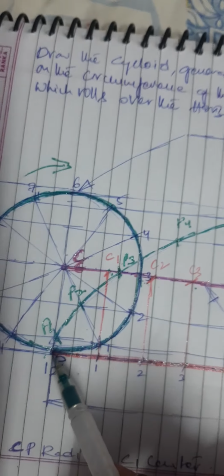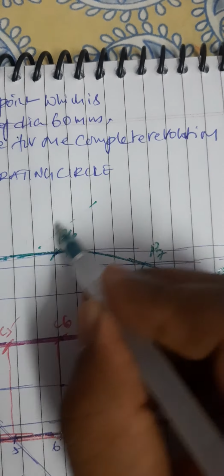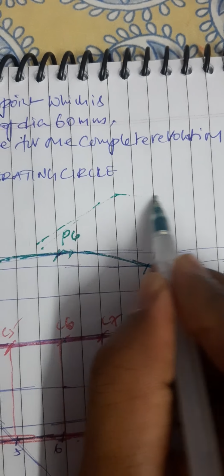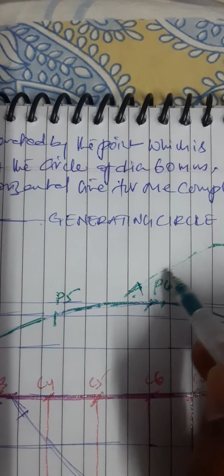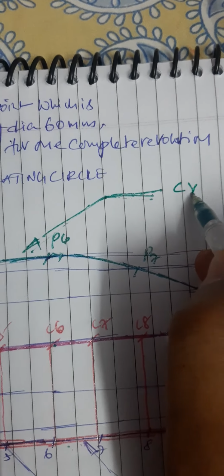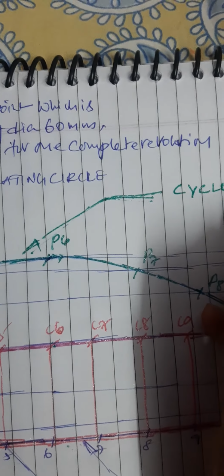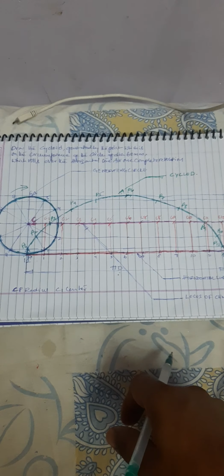Now this is the required cycloid. Got it? Now name this as cycloid. Got it? So like this you need to construct a cycloid.